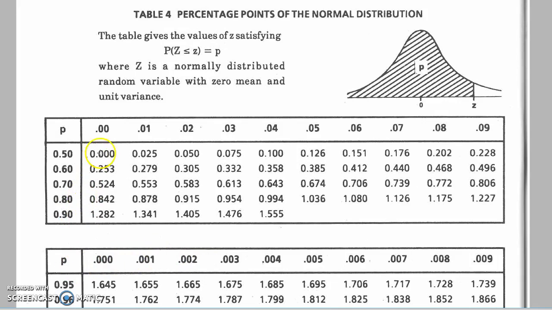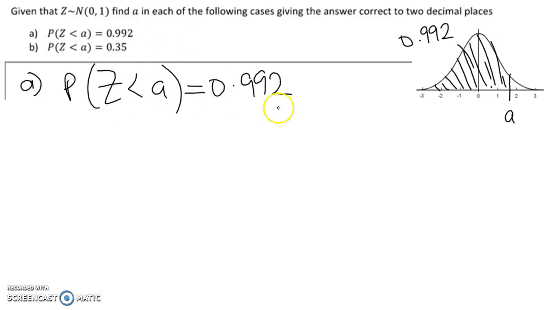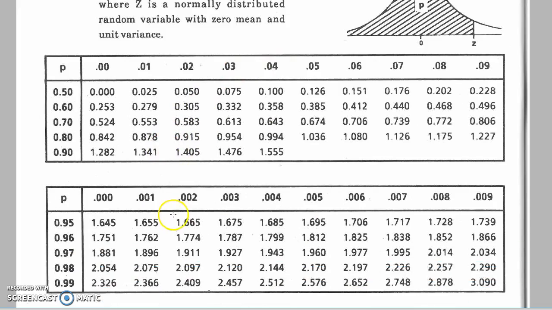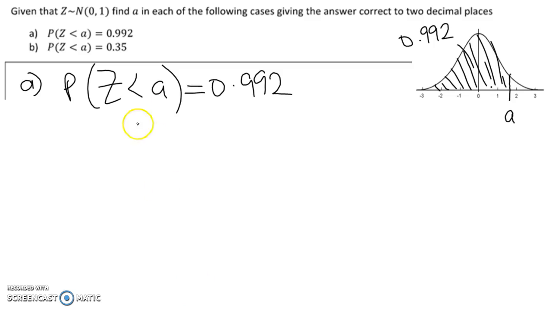So for part A, the probability is 0.992. We're going to be looking at the second table. So go down to 0.99 and then across. So the third decimal place is 2, and there's our z value, 2.409. So I just placed it randomly between 1 and 2 before. Turns out it's actually bigger than 2, so it's a bit further along.